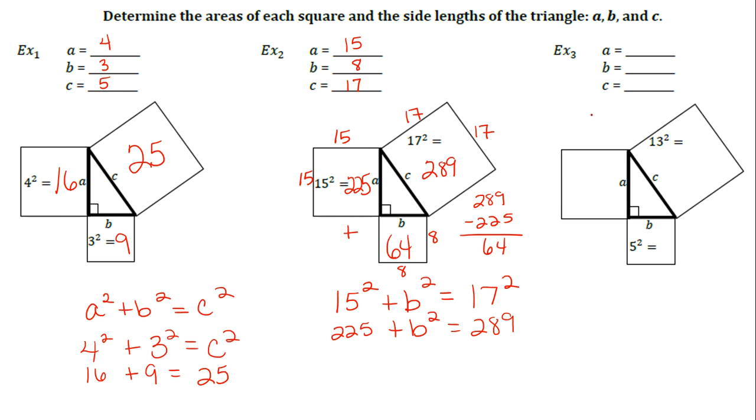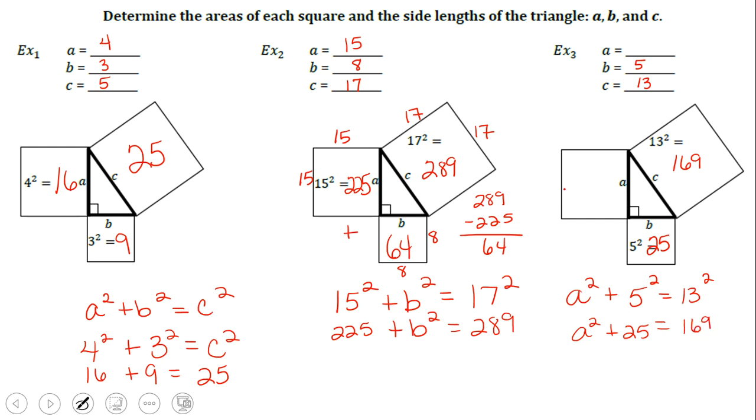Okay, example 3. We don't know the a value. We know our b value is 5. We know our c value is 13. Now let's plug this in. We have a squared plus b, which is 5, squared, equals c, which is 13, but the theorem says to square it. So we have a squared plus 25. Let's write this in their squares. So this is 25, and this area is 13 by 13, which gives us 169.